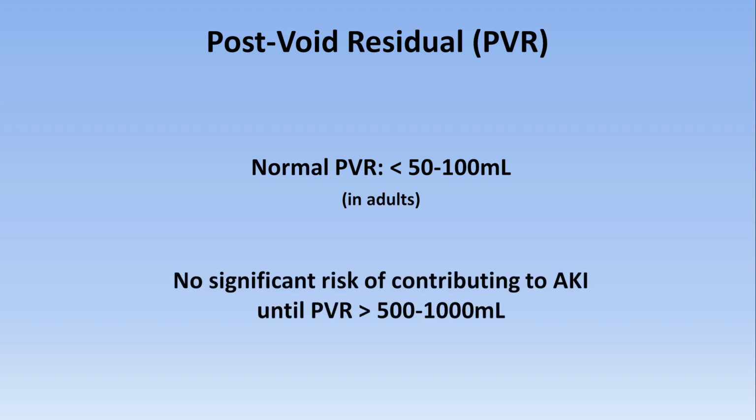The normal PVR varies a little based on age, but is generally quoted as being less than 50 to 100 milliliters in adults. However, it takes quite a bit of excess urine in the bladder before the bladder pressure reaches a point that would impair renal function. While I don't know of any widely cited value, in my experience in adults, it takes a minimum of 500 milliliters and sometimes more than 1,000 milliliters before a person's renal function is perceptibly affected.